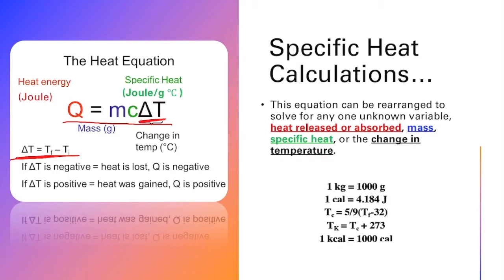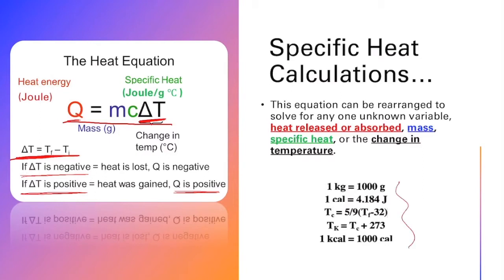It's also important to note for some of the calculations that you're going to be doing that if our delta T value is negative, that means that the system is losing heat. And so our Q value will be negative because that heat is leaving the system. If our delta T, or our change in temperature, is positive though, that means our system is gaining heat energy, and Q will be positive because heat is flowing into our system, okay?